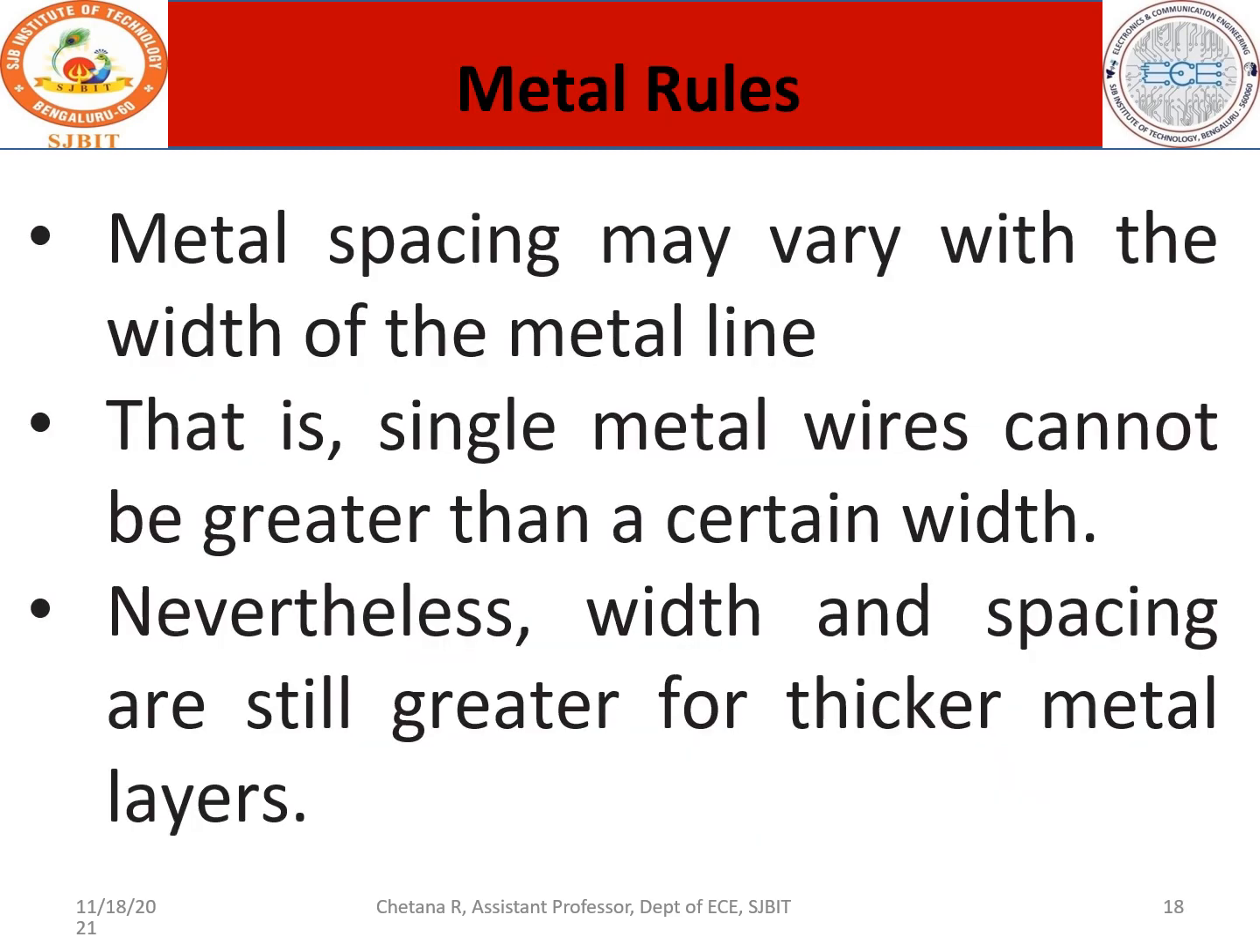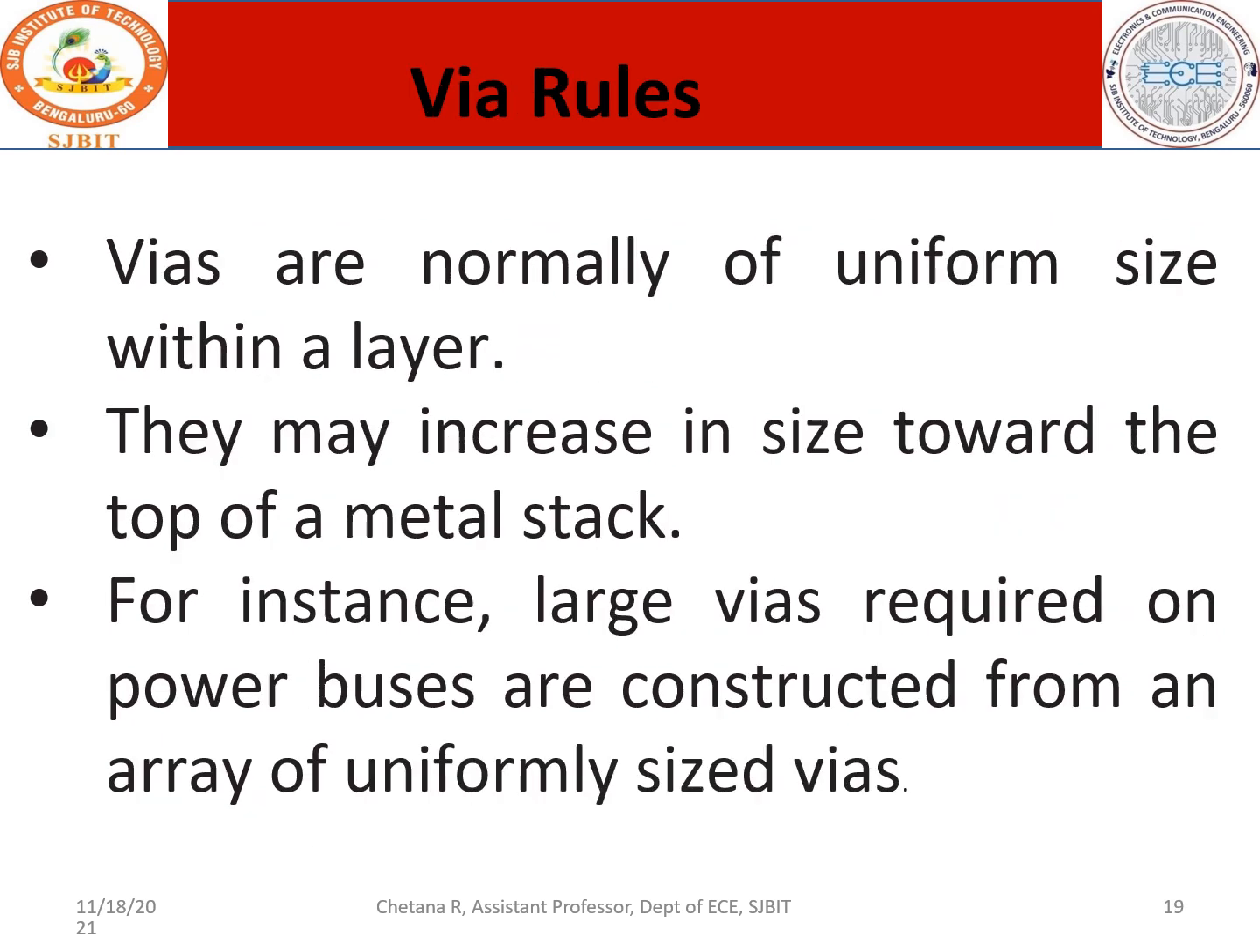Next we have metal rules. Metal spacing may vary with the width of the metal line. So single metal wires cannot be greater than a certain width. Nevertheless, width and spacing are still greater for thicker metal wires. Wire rules are normally of uniform size within a layer. They may increase in size towards the top of the metal stack, and it has to be uniformly constructed.